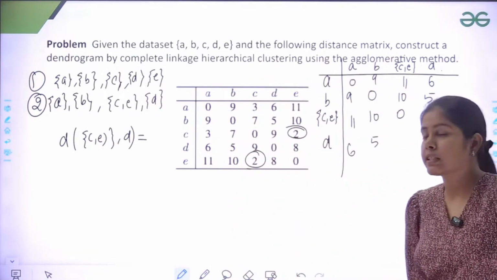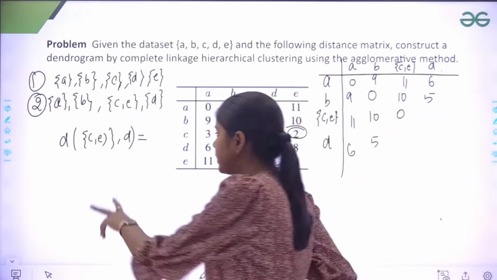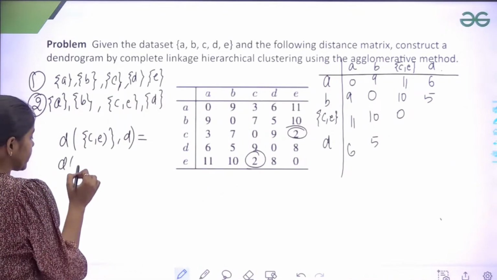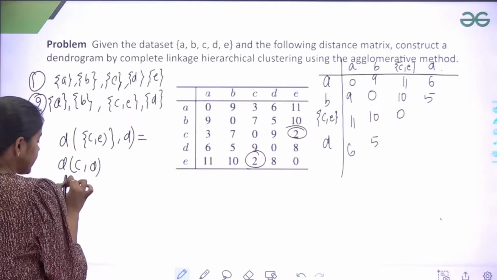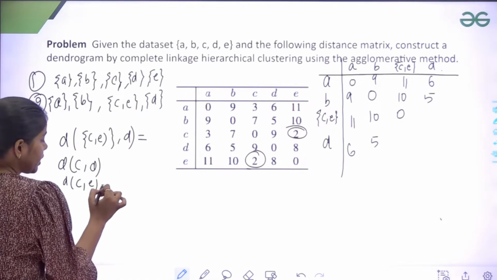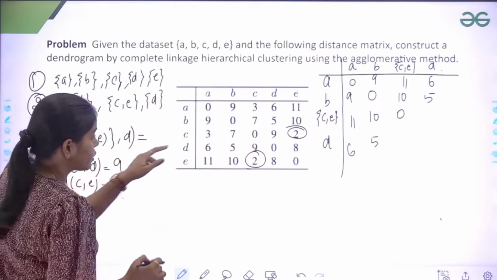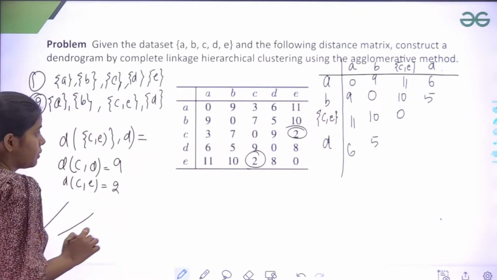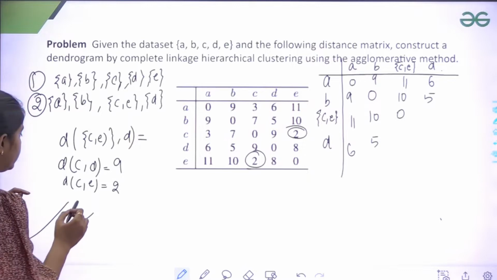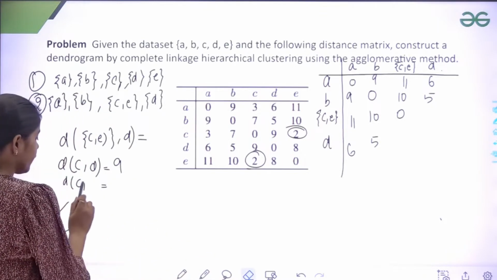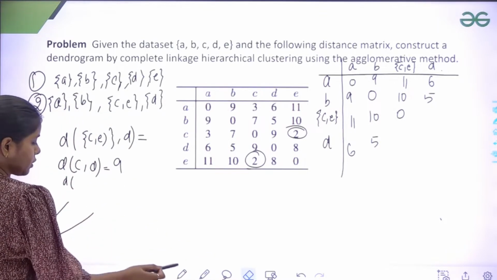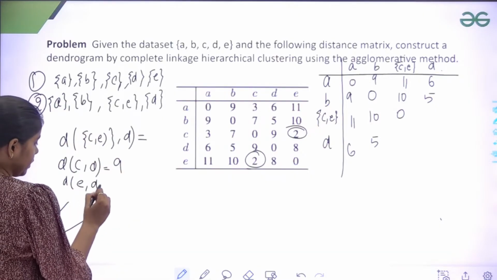Let me know the distance, guys. So for this distance, what would I do? I'll find out distance of C comma D and distance of C comma E. What is the distance of C comma D? Distance of C comma D is 9 and distance of C comma E is 2. Sorry, sorry. Distance of C comma D and distance of E comma D. Right, now it is correct.